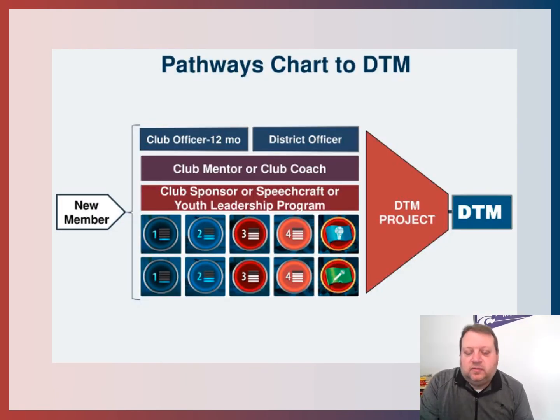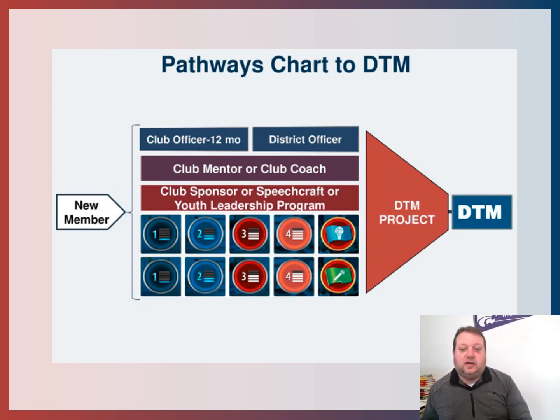In order to achieve DTM status, if you're progressing and you're trying to move in that direction, you need to complete all 5 levels of 2 paths, and then you need to be a club sponsor, organize a Speechcraft, or lead a youth leadership program, serve as a club mentor or a club coach, and then serve 12 months as a club officer, and then 12 months as a district officer. At the end or during that process, you can do a DTM project, and then you're awarded a DTM.